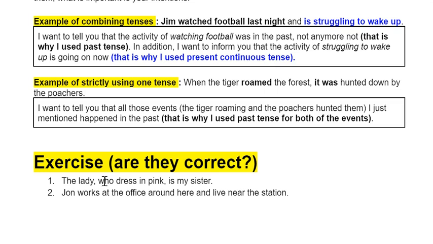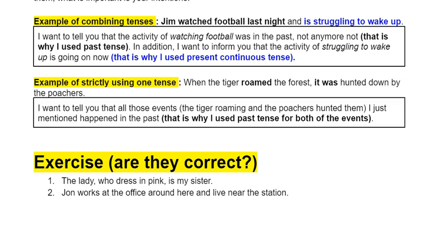Okay, now we have only one thing and one thing only left. Exercise. Can you tell whether these two sentences are correct or not? If they are incorrect, can you provide me with a reason? Come on, pause the video or maybe go back to the explanation, okay, to be able to answer these two exercises. Pause the video now.